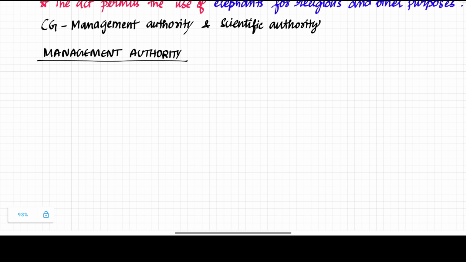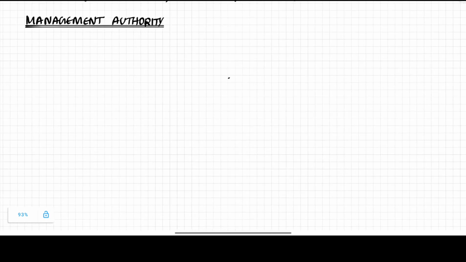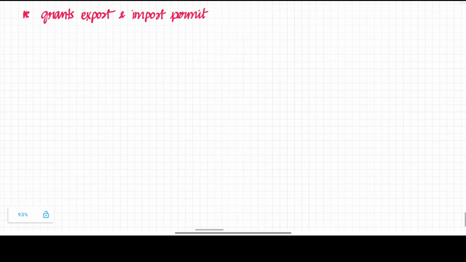This management authority, since it is related to import and exports, what does it do? The first thing is it grants. The management authority is the one which grants export permits and import permits. Export and import permits are granted by the management authority.